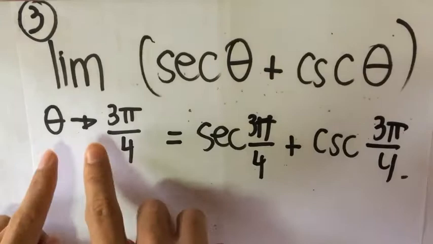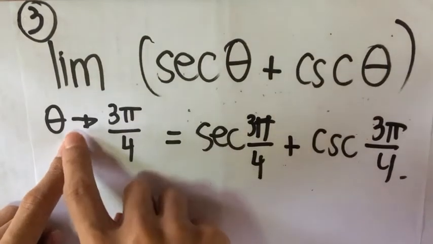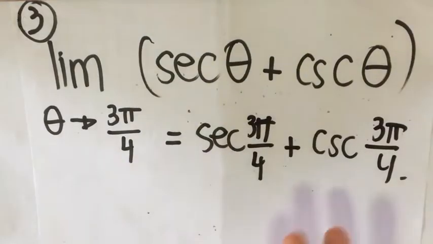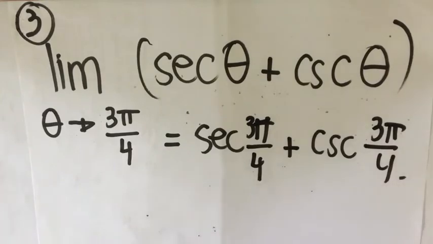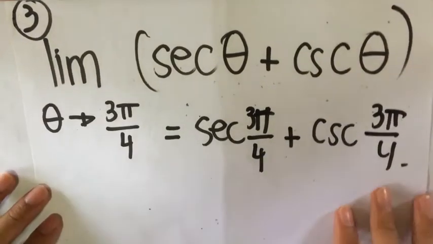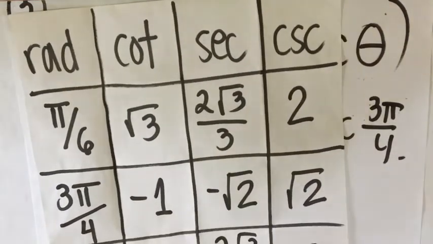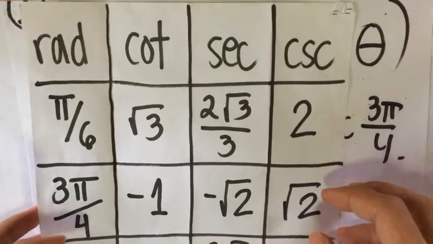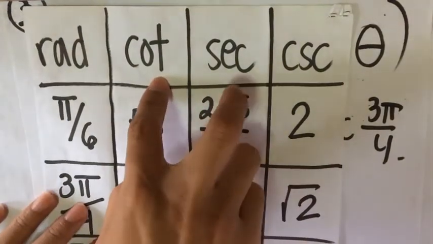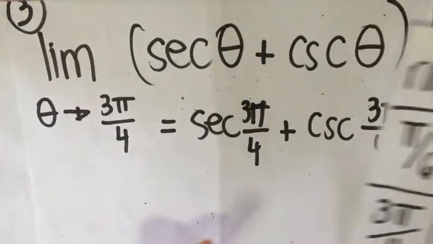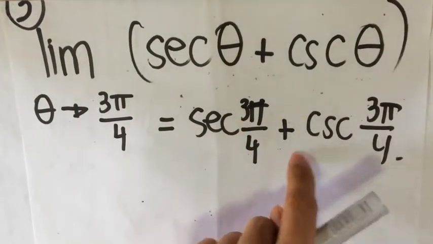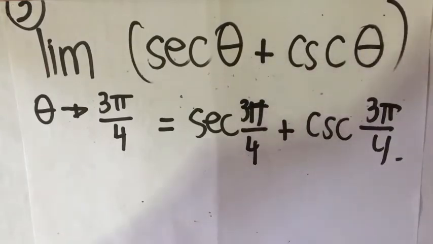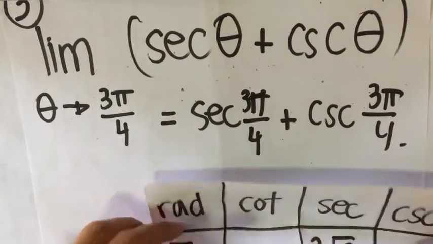Again, whatever your theta or your variable approaches, you have to substitute it directly in all your variables. After using the direct substitution method, you go back to the table that I presented to you. So here it goes. I have the other trigonometric functions, cotangent, secant, and cosecant. My goal is to find the exact value of secant 3 pi over 4 plus cosecant 3 pi over 4. Let me fold this one.